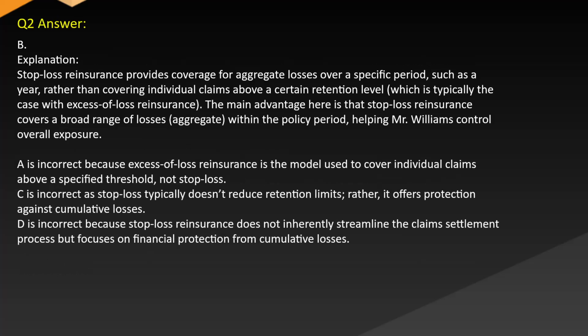Answer B. Explanation. Stop-loss reinsurance provides coverage for aggregate losses over a specific period, such as a year, rather than covering individual claims above a certain retention level, which is typically the case with excess loss reinsurance. The main advantage here is that stop-loss reinsurance covers a broad range of losses aggregated within the policy period, helping Mr. Williams control overall exposure. A is incorrect. Excess loss reinsurance is the model used to cover individual claims above a specified threshold, not stop-loss.